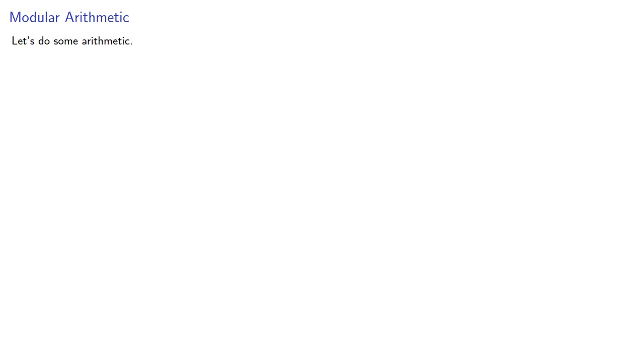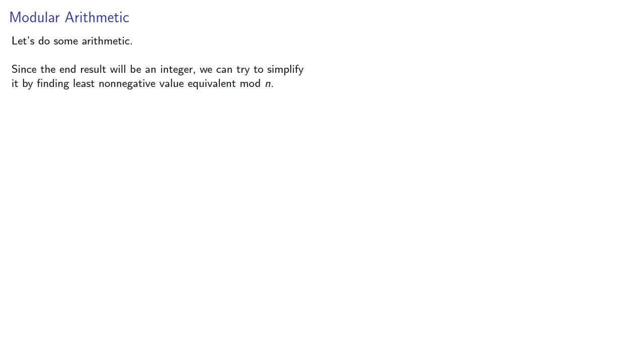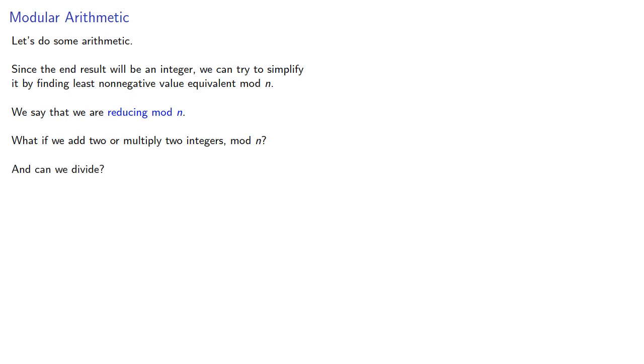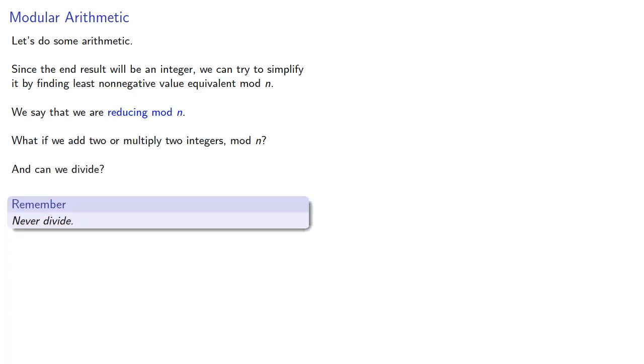So let's do some arithmetic. Since the end result will always be an integer, we can try to simplify it by finding the least non-negative value equivalent mod n. We say that we are reducing mod n. So what if we add or multiply two integers mod n, and can we divide? Well, never divide, but can we?